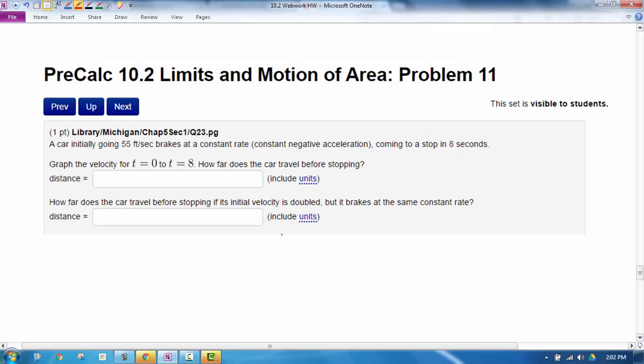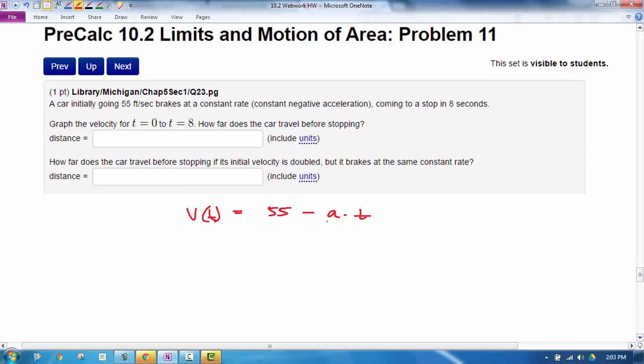Next question says a car initially going 55 feet per second brakes at a constant rate, coming to a stop in 8 seconds. So I'm going to do a velocity time function here. The velocity time function would be we're going 55 feet per second and we're subtracting some acceleration times time. Now that might be confusing, but the units on the acceleration are feet per second per second, so the acceleration will be feet per second squared.